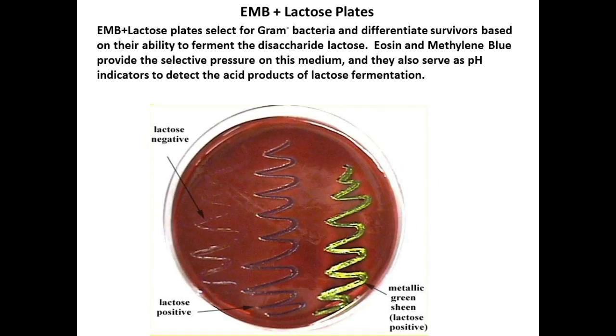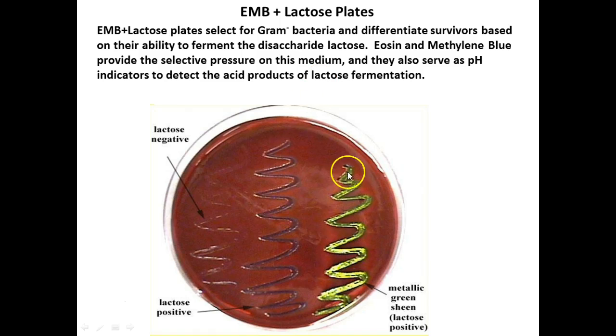EMB with lactose plates, so this is eosin methylene blue. These are the dyes that are inhibitory to the gram-positives and help select for the growth of the gram-negatives. They also help interact when the gram-negatives grow. If they ferment the lactose in these plates, it creates color changes to let us know the different degrees of lactose fermentation. So for this one it's nice, you get the different colors.